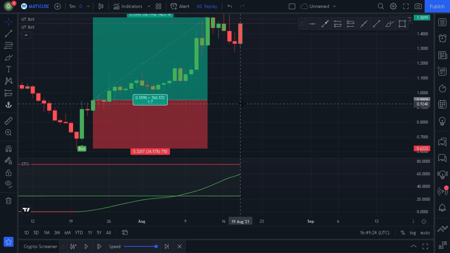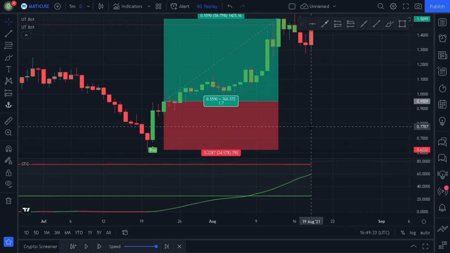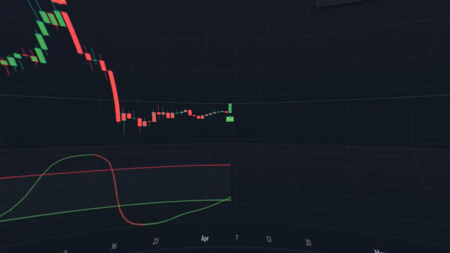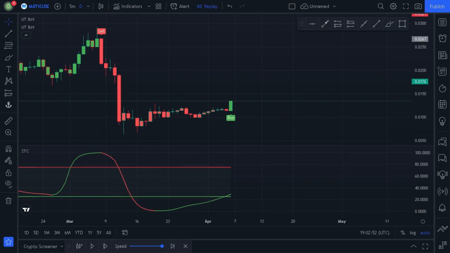You can see that the price reached our target, in this way making this trade a high-quality trade. Let's show this again. Here on the chart, we are still trading on the Matic USDT contract. You can see that when you got this sell signal from the UT bot indicator, the SDC indicator changed from green to red, then you could have entered a short trade like this.